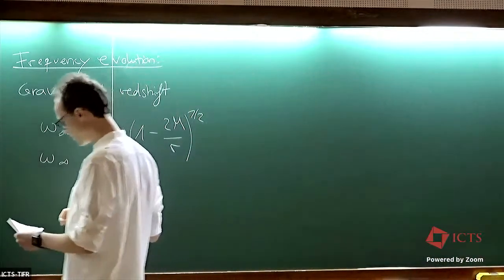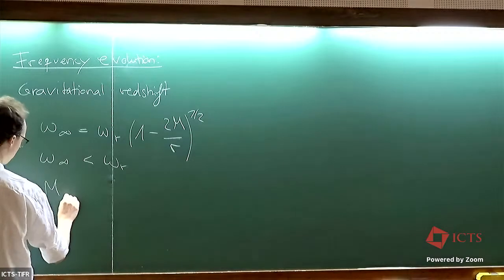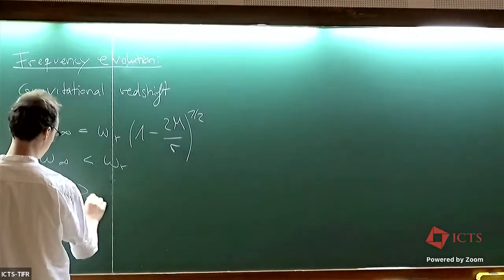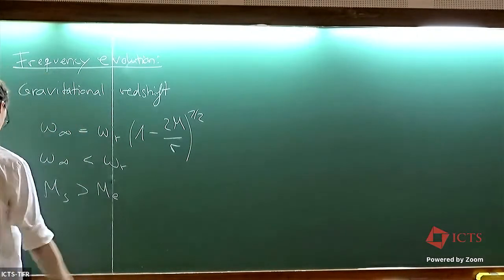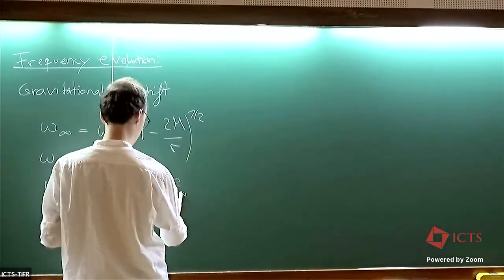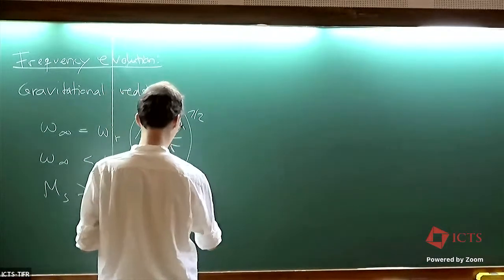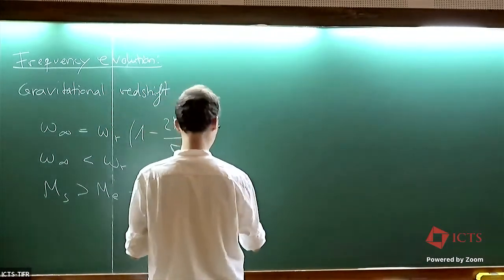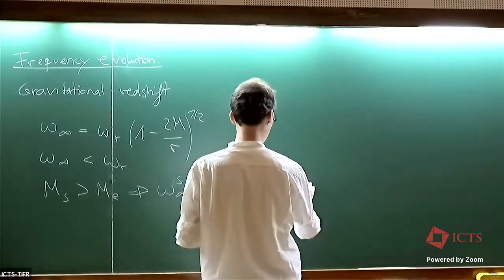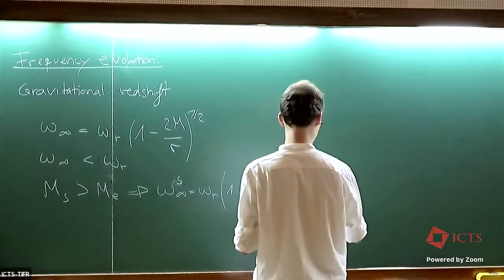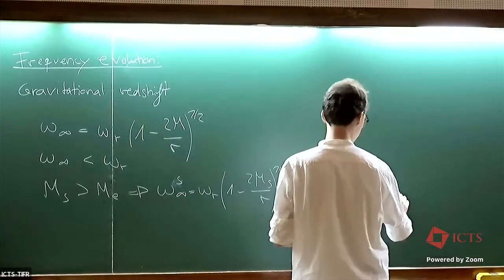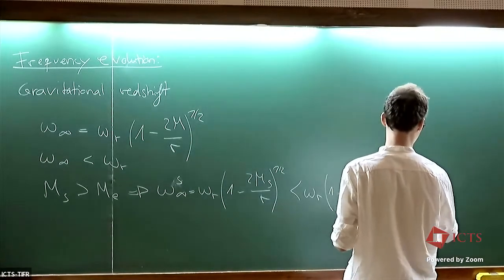Okay? To make this a bit more concrete, so we start out with some system mass m_s for m start, which is larger than the system mass at the end, m_e, which then implies that this frequency at the start, which is this formula, is smaller than the frequency with the mass m_e, which is equal to the frequency m_e at infinity.